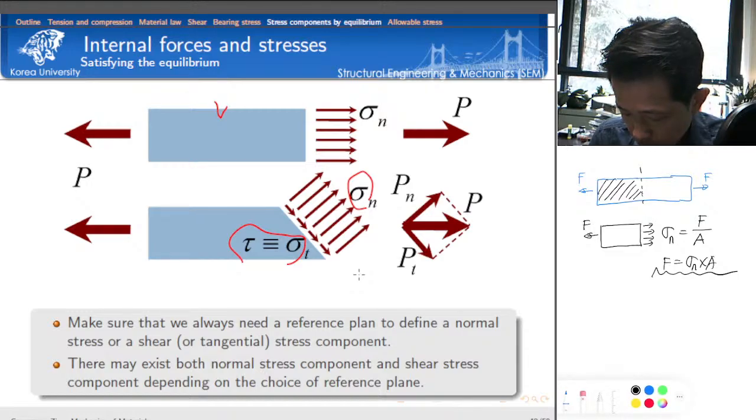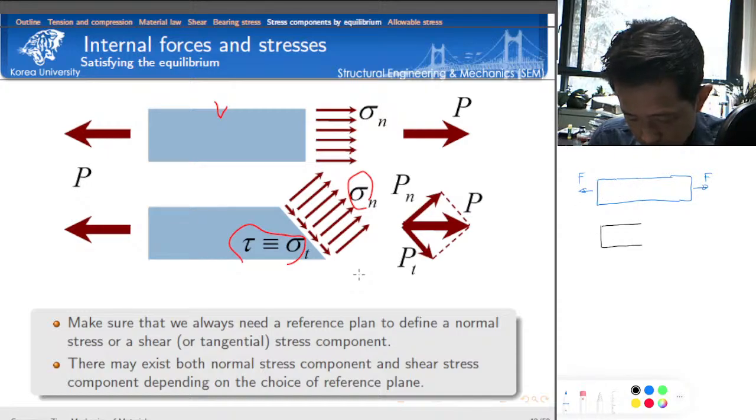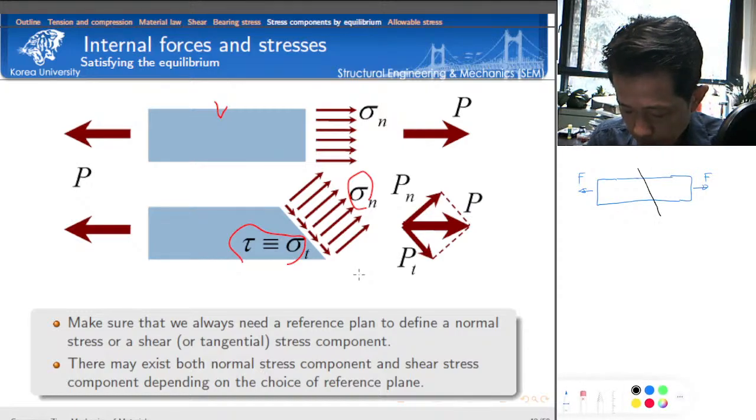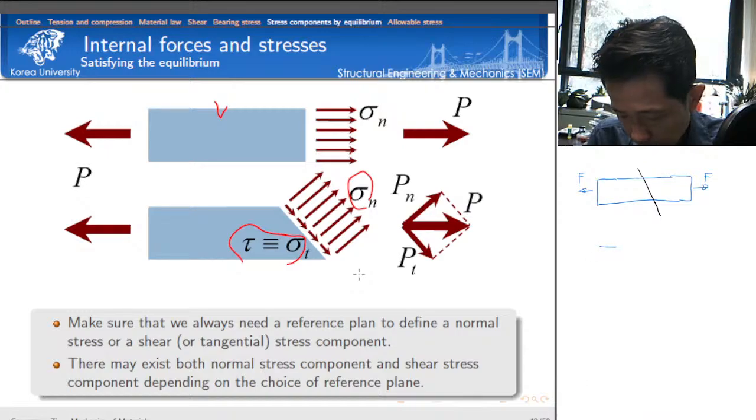All right, so let's go back to this example again. Instead of talking about a normal cross-section, I want to consider an inclined cross-section here, an inclined cross-section like this. If we consider an inclined cross-section, then I have another free body diagram which is different from the last time. Alright, so I have the force.